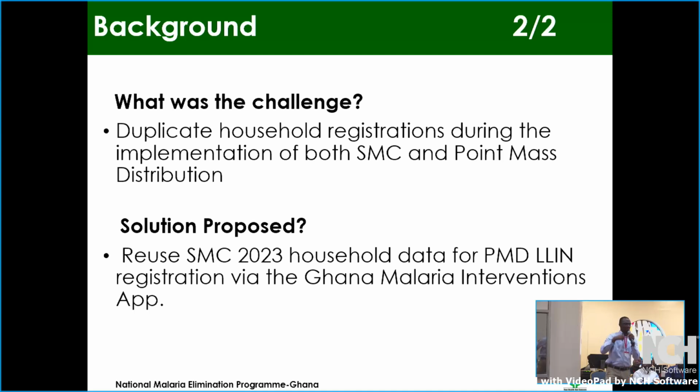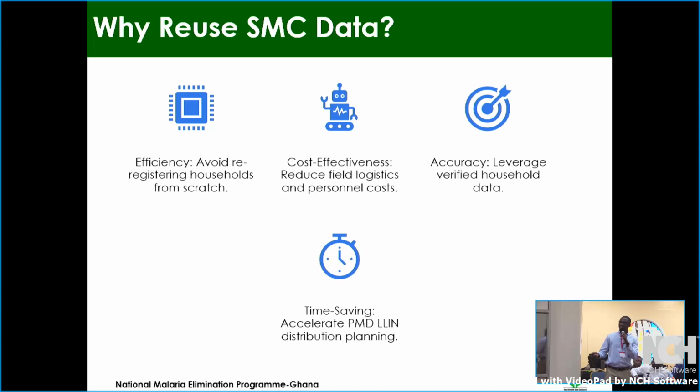So they recalled the data, it came offline, then they updated it. When they were done, they synchronized it. During the update, they put in the number of people in the household, and then it generates the number of ITNs that are supposed to be given to them.